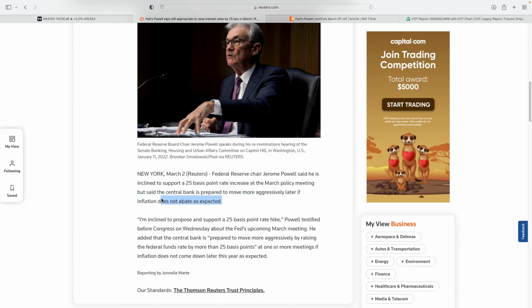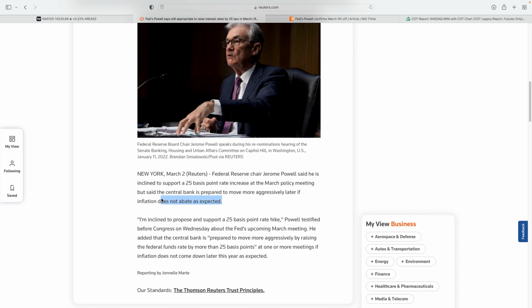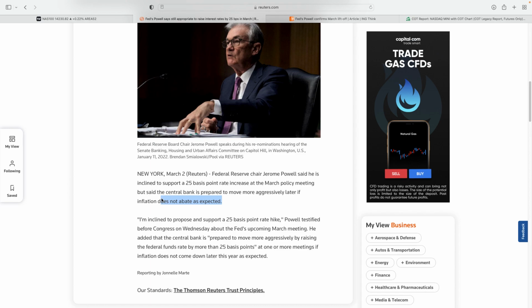So we know at the moment inflation is sitting at 7.5%, which is the highest that it's been since February 1984. So we're getting that CPI data coming out on the 13th of February. If the inflation numbers are higher, we can definitely expect the bank to hike those interest rates even more aggressively.